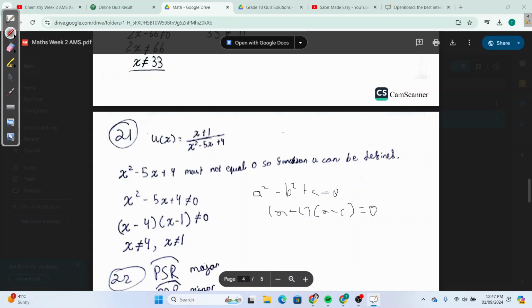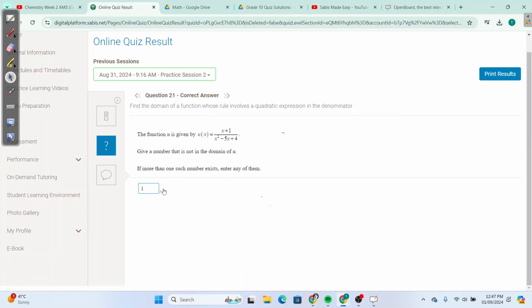These equal 0. So you set a plus c equal to 0 and a minus c equal to 0. Now here it's the opposite. They want it to not equal 0. So you write not equal to 0 and not equal to 0. So x cannot be 4 because x minus 4 cannot be 0, and x minus 1 cannot be 0. You take x minus 4 to the other side, x cannot be 4, and you take minus 1 to the other side, x cannot be 1. Now they said if more than one number exists, enter any of them, so you can enter either 1 or 4.